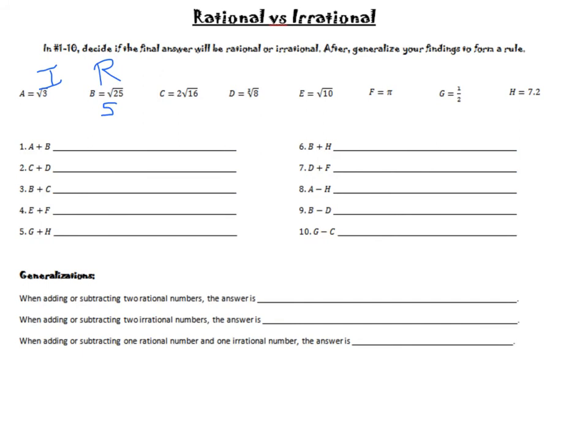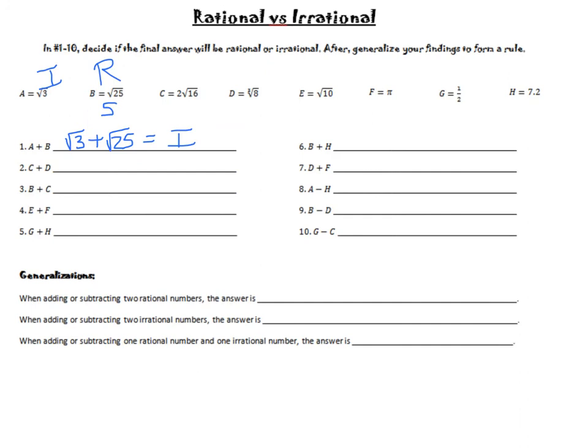So I'm just going to do number 1 with you, and the rest is your homework. For number 1, it says a plus b, so that means square root of 3 plus square root of 25, or you could have written 5. And I want you to tell me, is that going to be rational or irrational? Again, you may use your calculator if you need to. And hopefully, I don't care what the number is, I just want to know if it's rational or irrational, and you should get that it's an irrational number.